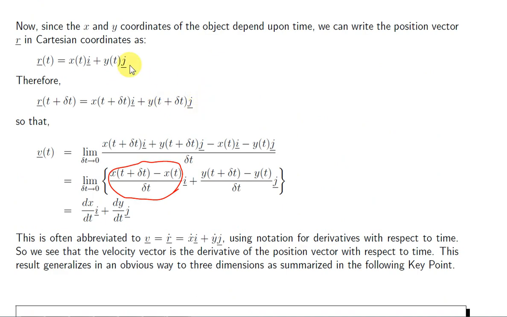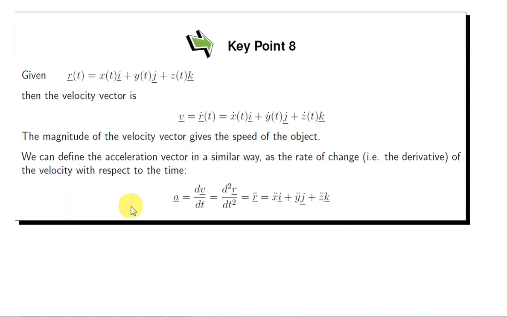So we could apply what we just did to 3 dimensions. We would just have an extra term. We would have z of t times k, and then z of t plus delta t times k. We'd have an extra term here, and we would have the derivative of z with respect to time. So we would end up with this here. So this is a velocity vector in 3 dimensions.